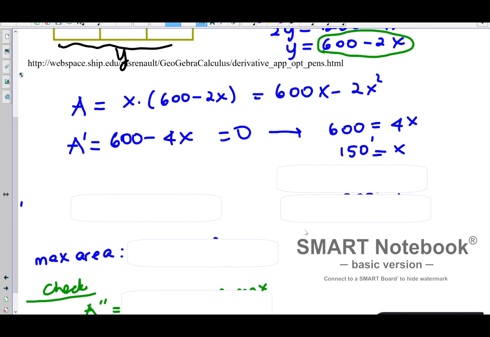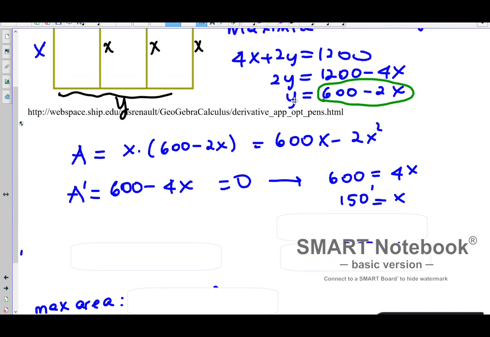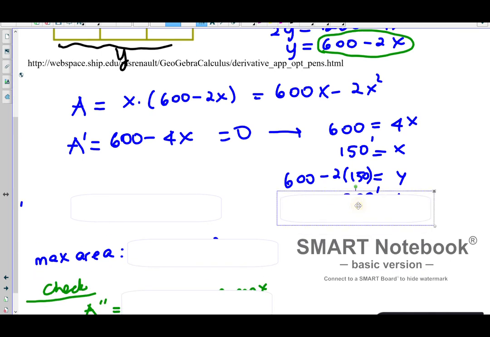And units were in feet, so this will be x equals 150 feet. And once you find that, to get y, it's easy. Just go back to this definition of y, which is 600 minus 2 times 150. So 2 times 150 is 300, subtract from 600, you get 300. So here we have 300 feet for y and 150 feet for x. Those are the outer dimensions.